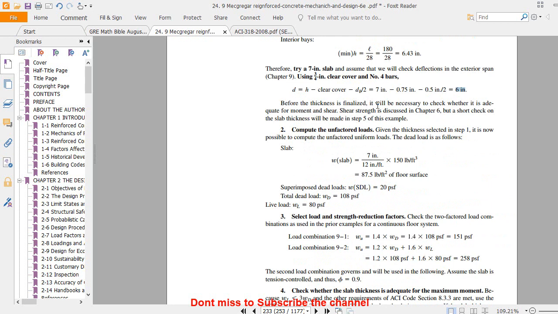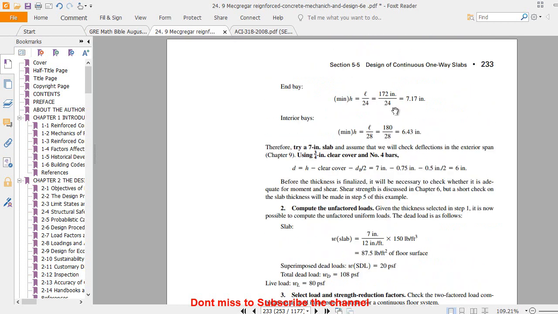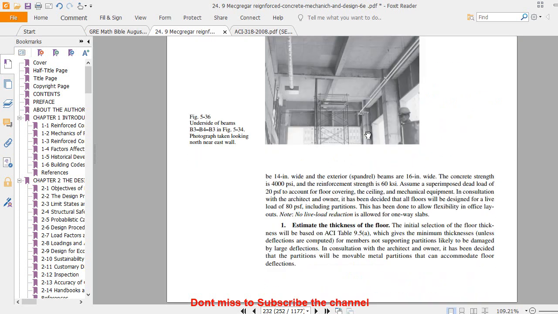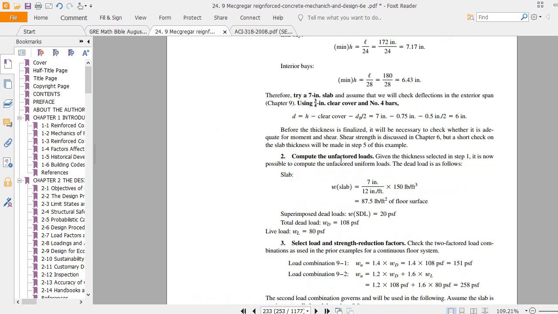Before the thickness is finalized, it will be necessary to check whether it is adequate for moment and shear. Remember, it is very important that you check this thickness in shear and flexure. Okay, so you must remember that whenever you select your slab thickness from ACI table 9.5a, it will be sufficient for your shear and flexure. This should be remembered.